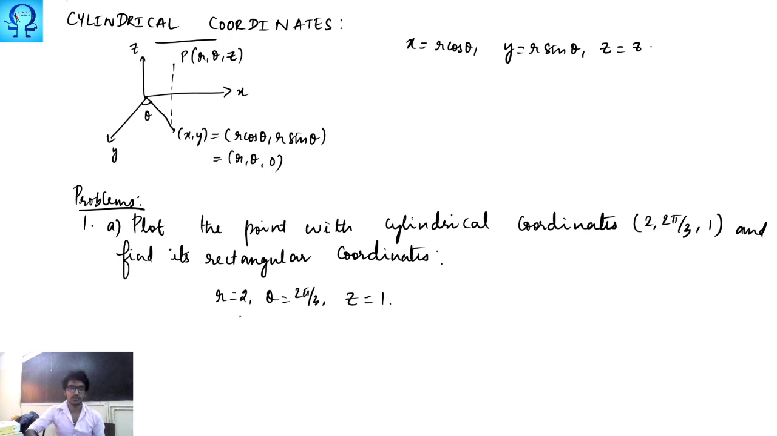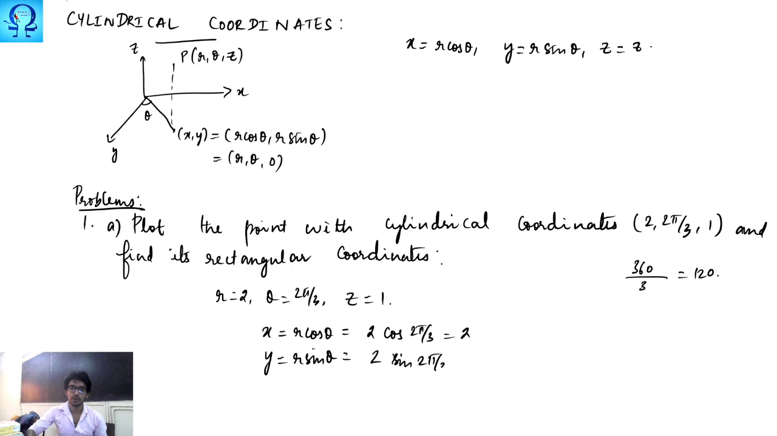So from this, if you convert, what is your x? It is r cos theta. So it is 2 times cos 2 pi upon 3. So what is cos 2 pi upon 3? It is 360, since 2 pi is 360, upon 3 is 120. So cos 120. What is cos 120? That you will have to find out too. Let us see that. And y is equal to r sin theta, and this is 2 times sin 2 pi upon 3.